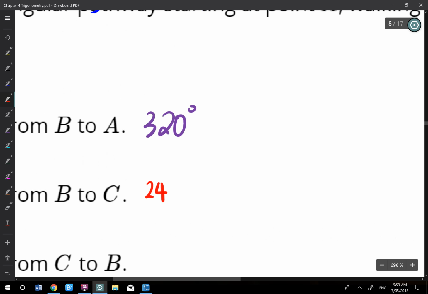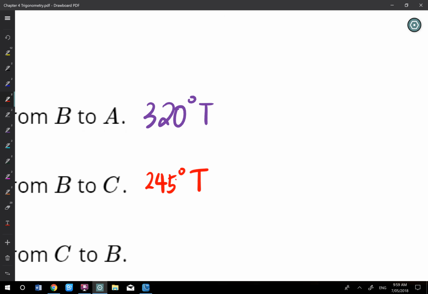I forgot something before. The T. Don't forget the T. So for true bearing, we need the T at the back.